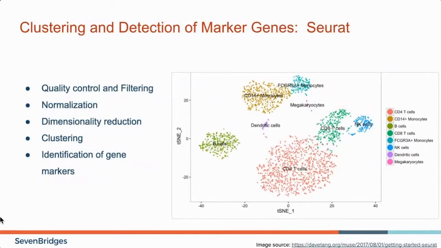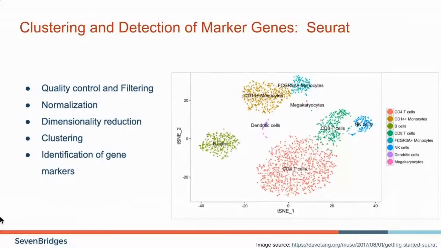So the second analysis we would like to highlight is clustering and detection of marker genes that is based on Seurat R package. Seurat analysis consists of several steps, which include selection and filtration of cells based on some QC metrics, data normalization and scaling, detection of highly variable genes, dimensionality reduction using PCA, clustering of cells, visual representation of cell clusters in 2 dimensions, and detection of marker genes within cell clusters.